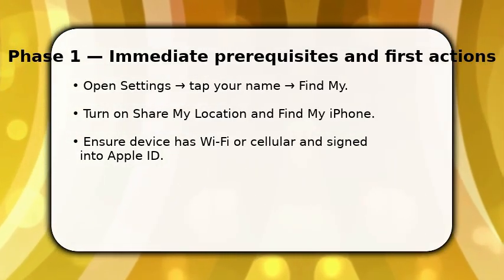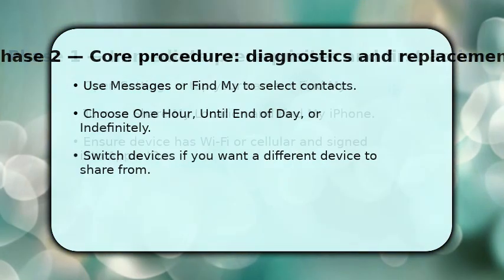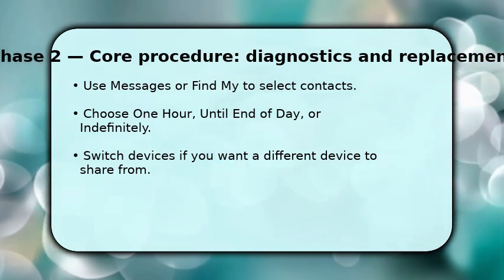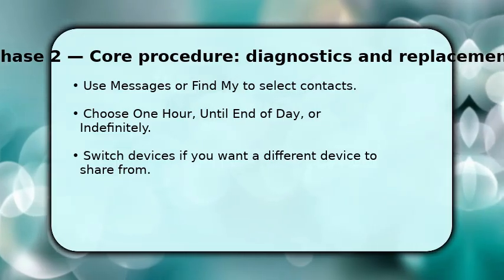Now that sharing is enabled, move to choosing who sees your location and for how long. Open the Find My app or a conversation in Messages with the person you want to share with. Tap Share My Location, then pick a contact. This lets you control visibility.